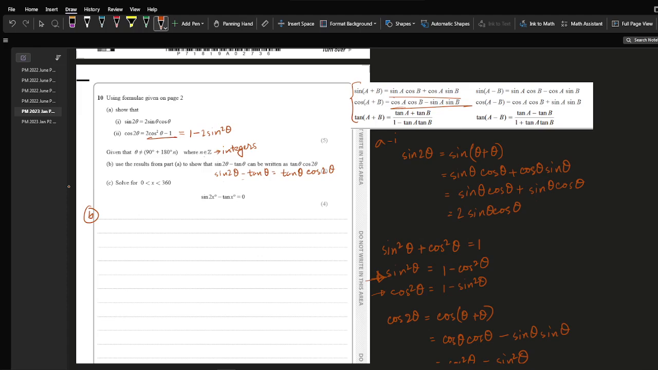One is we either start with the left hand side and work our way to the right hand side, or we start with the right hand side and work our way to the left hand side. So for example, you start with the left hand side and then you show all the working until you end up with the right hand side, or you start with the right hand side and you end up with the left hand side. That's one way to do it.